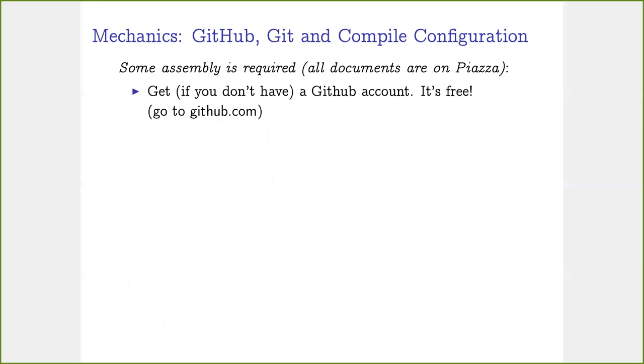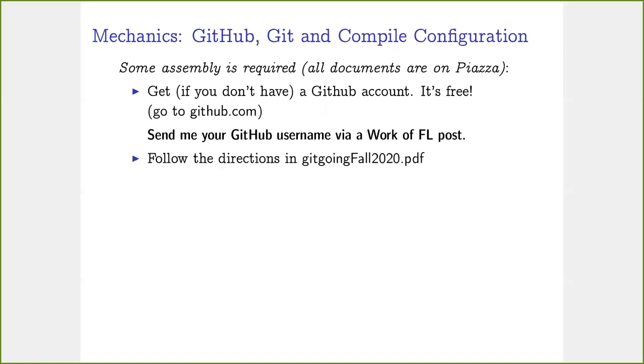Now, there's some configuration that's necessary to perform at the beginning of the course. If you don't have a GitHub account, it's free. You go to github.com to get it, and you must send me your username via a response to a "work of FL" post on Piazza. What this means is that on Piazza, on your account, I have entered a post entitled "work of" and your initials. FL is just a placeholder for whatever your initials are. In reply to that post, send me your GitHub username. Then you follow the directions.